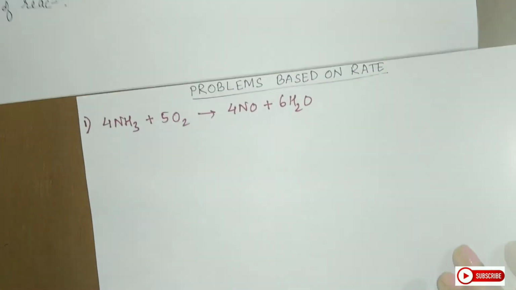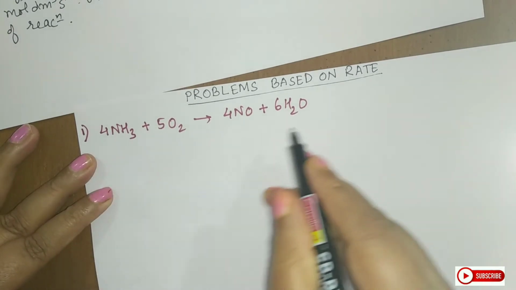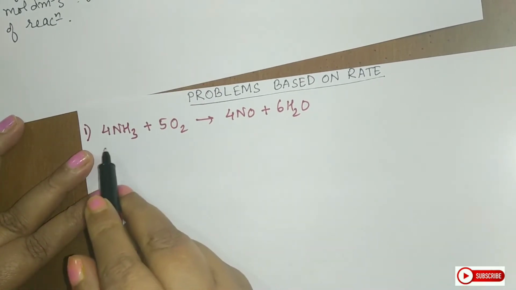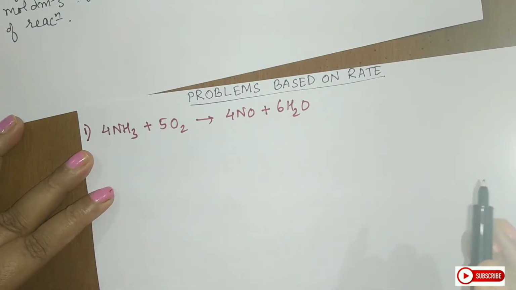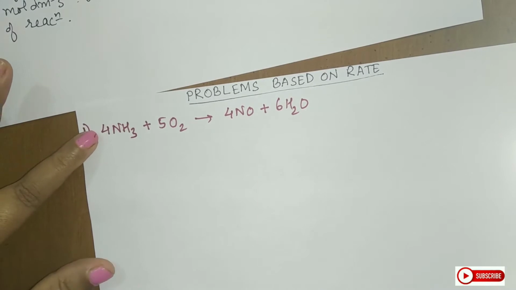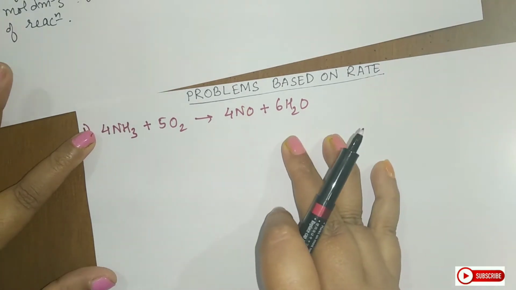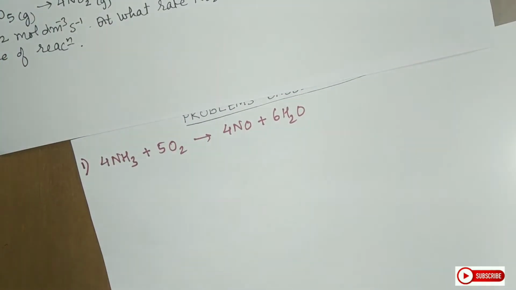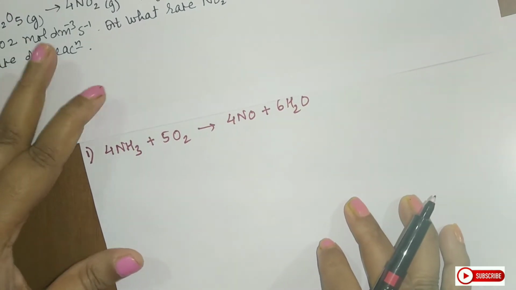Now after this, you have to check whether it is balanced. Usually, most of the time, the equation is balanced. So just take a glance whether the equation is balanced. Second step is you have to write either the instantaneous or average rate for the given reaction. If the question demands average, then you have to write average, or instantaneous, depending upon the type of the question.